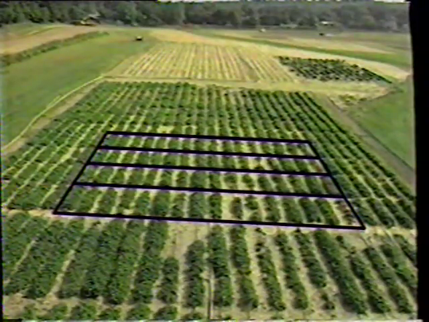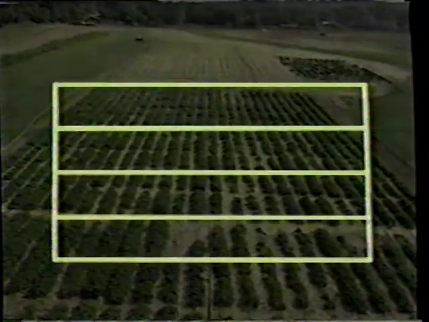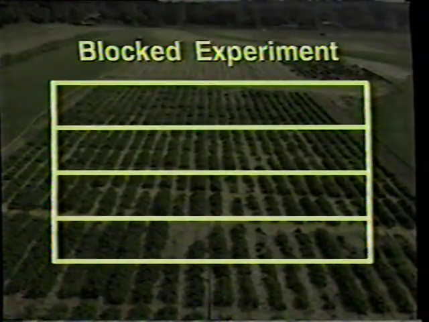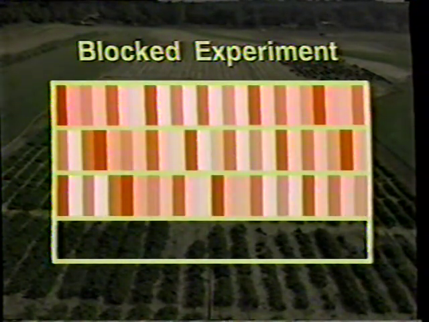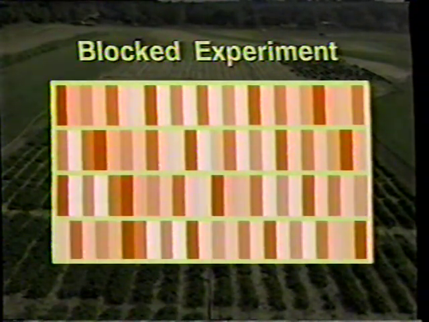But let's back up for a minute. These long horizontal rows are the blocks, almost like separate experiments. Each type of strawberry plant is randomly assigned a row within each block. We then compare the strawberries from the new plants with the old varieties planted in the same row.